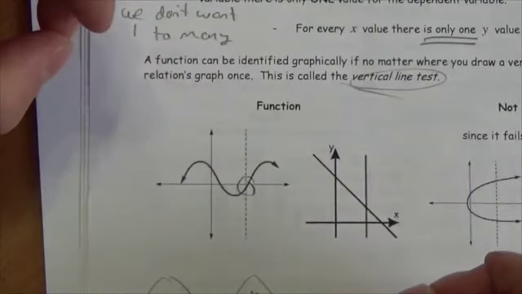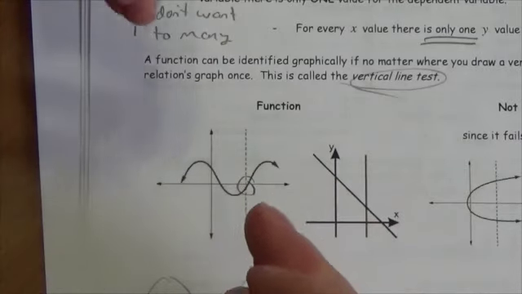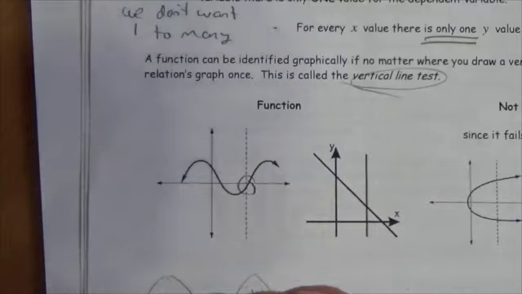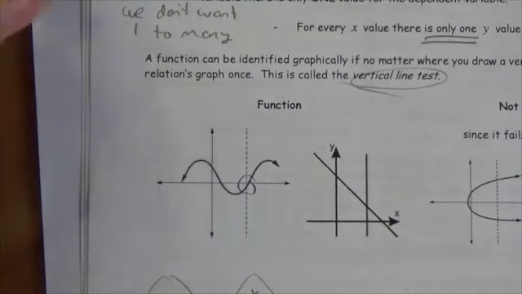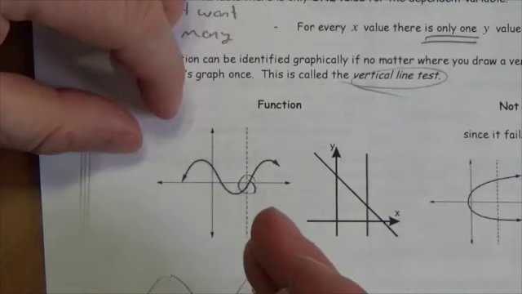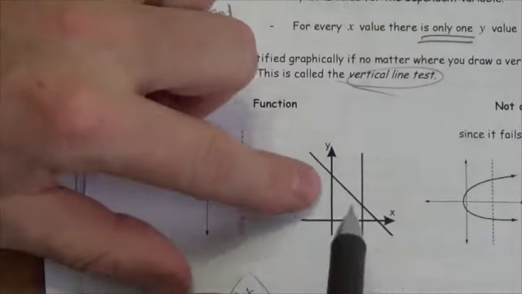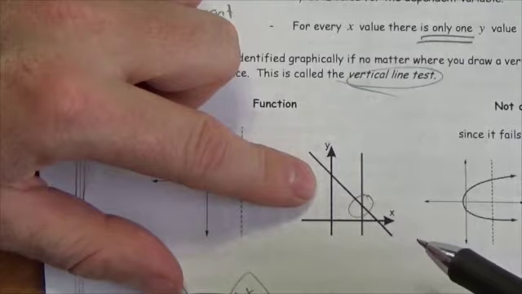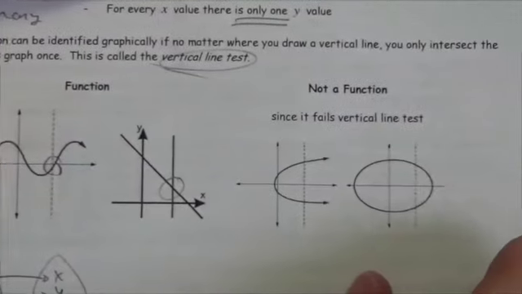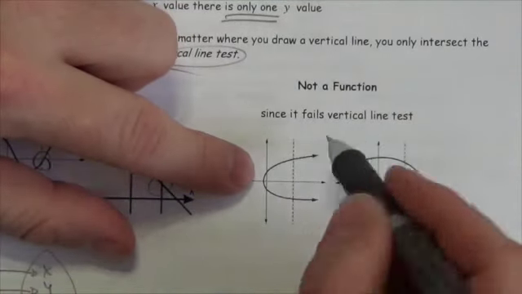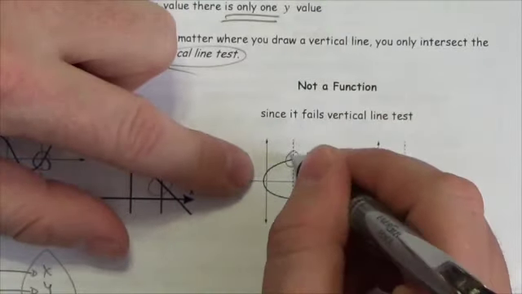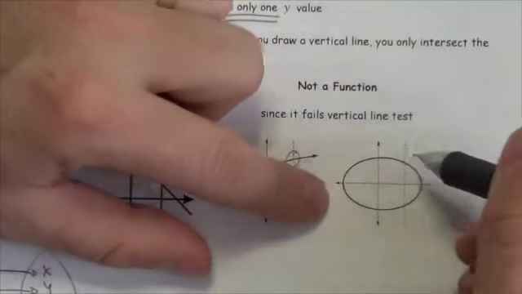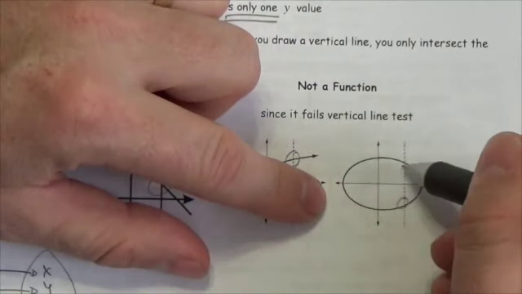Now, you've got to hear what I'm saying. It doesn't matter where you draw that vertical line, if you only ever hit this graph once, it's a function. So with this wavy line, I draw a vertical line through it, and I only hit it once. Now look over here. Here, if I draw a vertical line through it, it is possible for me to hit it twice. Not a function. Here, I draw a vertical line through this, I hit it twice. Not a function.